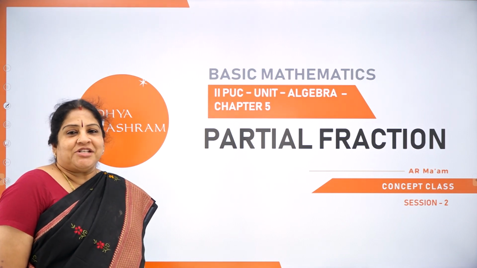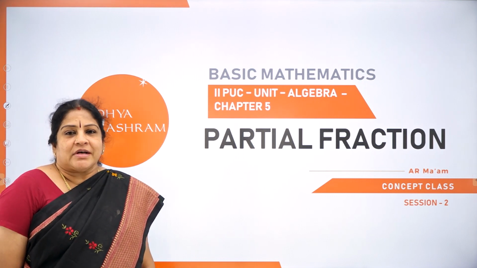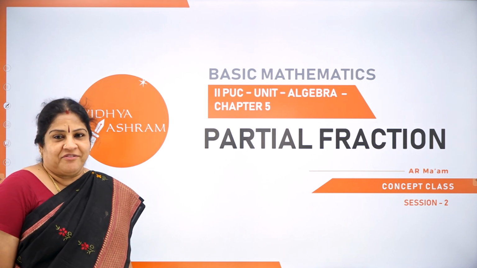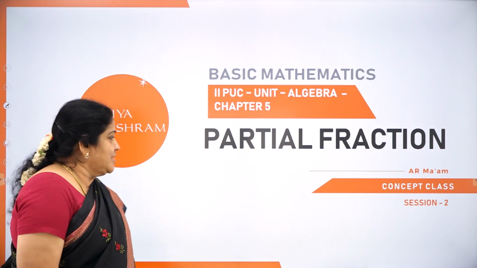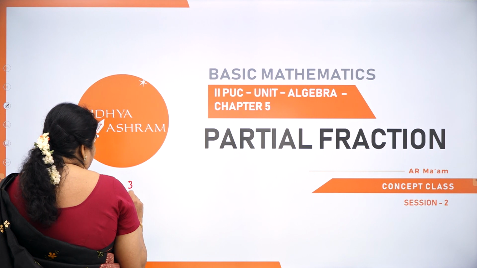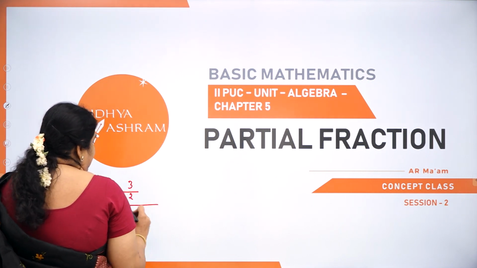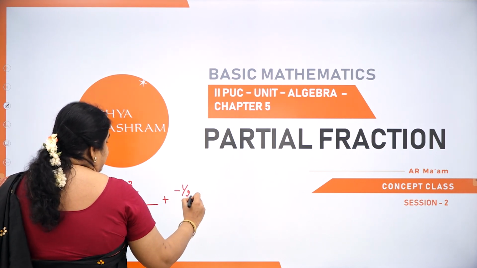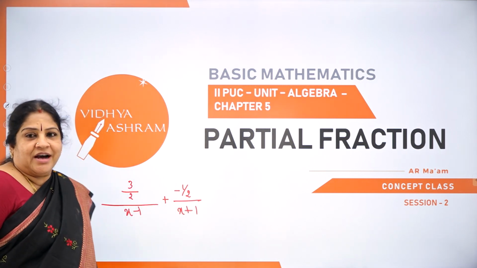Now, in our session 2, I'll be solving a few more problems based on that. A homework was given to you in the previous class. I hope you have done it. For those of you who have done it, I'll just give you the answer. The answer is 3/2 divided by x minus 1 plus minus half by x plus 1. This should be the answer.